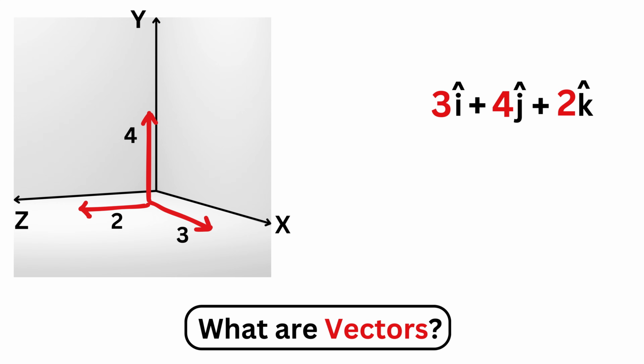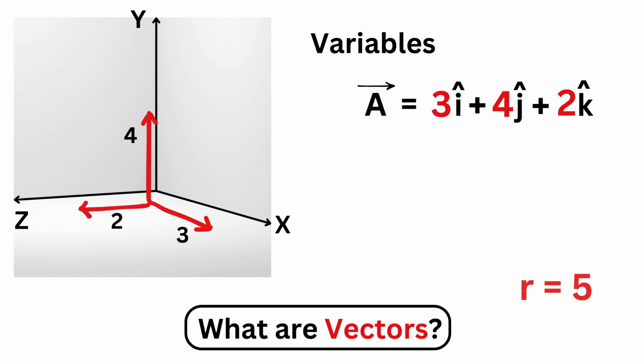Now, if we want to assign a variable to this vector like we do for a scalar, for example r equals 5, we take any variable and place an arrow above it, like v with an arrow, or a with an arrow, or any other variable with an arrow, to indicate it is a vector.